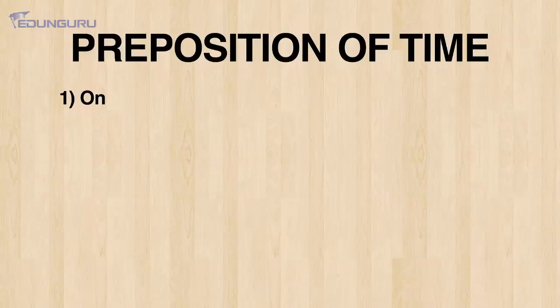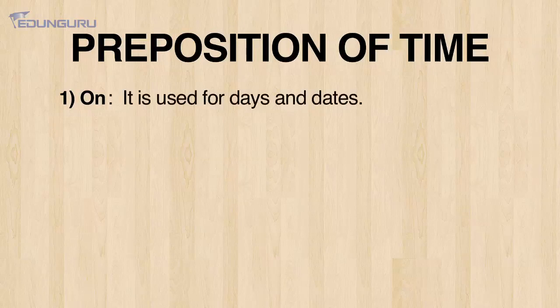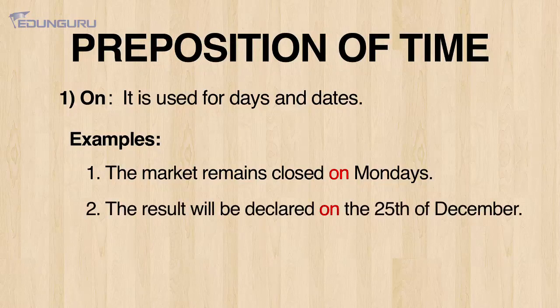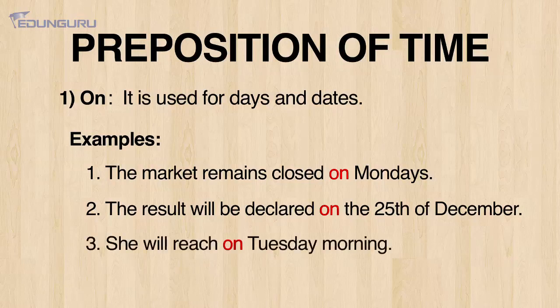The first one being on. We use on for days and dates. For example, the market remains closed on Mondays. The result will be declared on the 25th of December. She will reach on Tuesday morning.